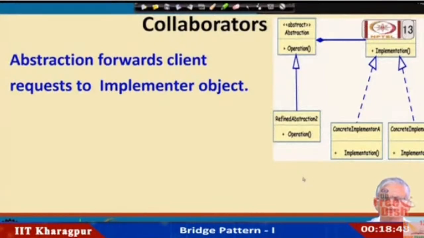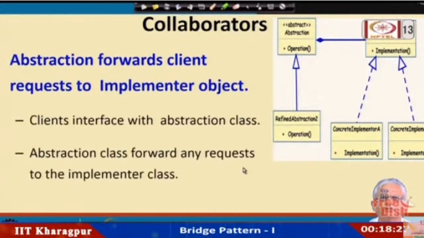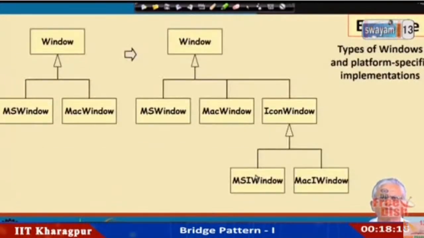Here, as the client invokes a method on the abstraction, it may do some work and also, if necessary, forward to the implementer object, the correct implementer object. The clients only interface with the abstraction class, they don't interface with the implementation class, and the abstraction class forwards any request to the implementer class.